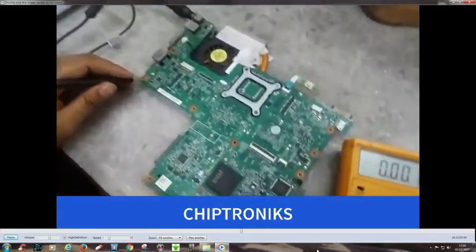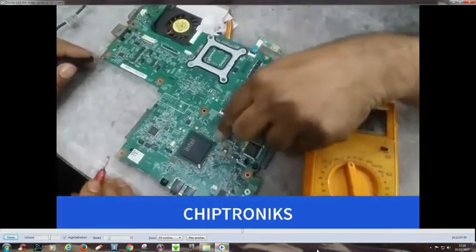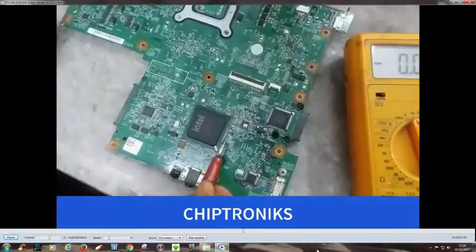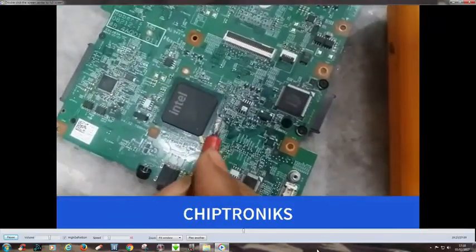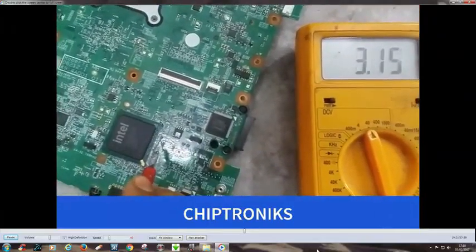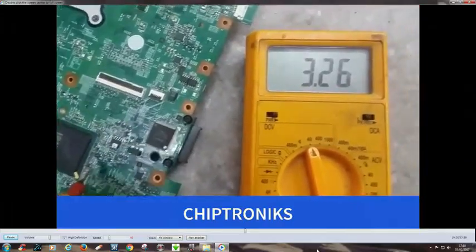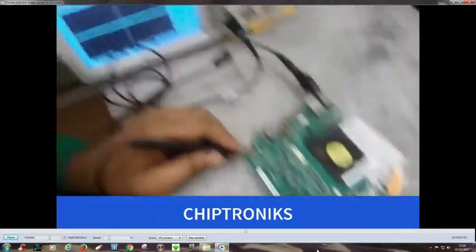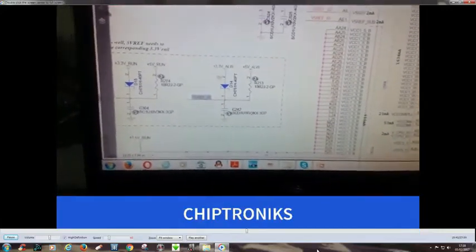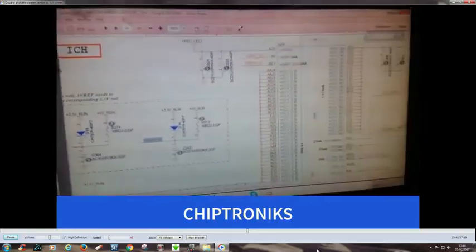You can see this D14 is close to the ICH. So we will find what voltage is coming at this D14. And you can see this is close to 3.3 volt. So in case this 3.3 volt is not coming at this diode, then we have to look for the source from where this 3.3 volt always on is coming. So we'll search.